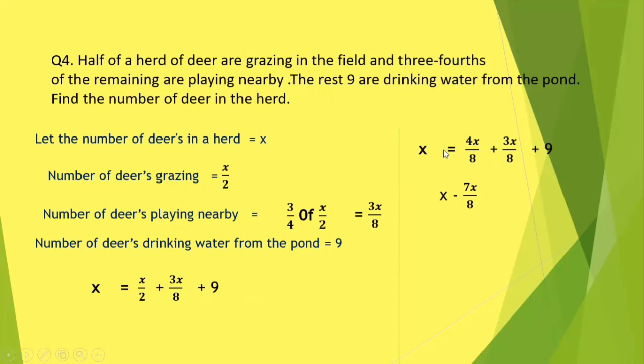Now this 7x, when it is coming to this side, is going to be minus 7x upon 8 and 9 remains here. Now 8 is the LCM again. So this becomes 8 into x, which is 8x minus 7x upon 8. 8x minus 7x is going to be 1x. And this 8 moves here, it becomes 9 into 8, which is 72. So there are 72 deer in the herd.